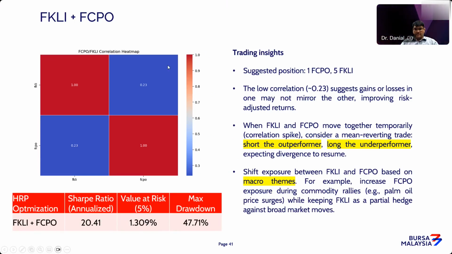Based on the data that we have from the computation of the strategy, the Sharpe ratio can give you up to 20. The value at risk is 1.3. The maximum drawdown is something that we will not favor. However, we need to bear it because we are trading derivatives, high risk, high return, 47%.